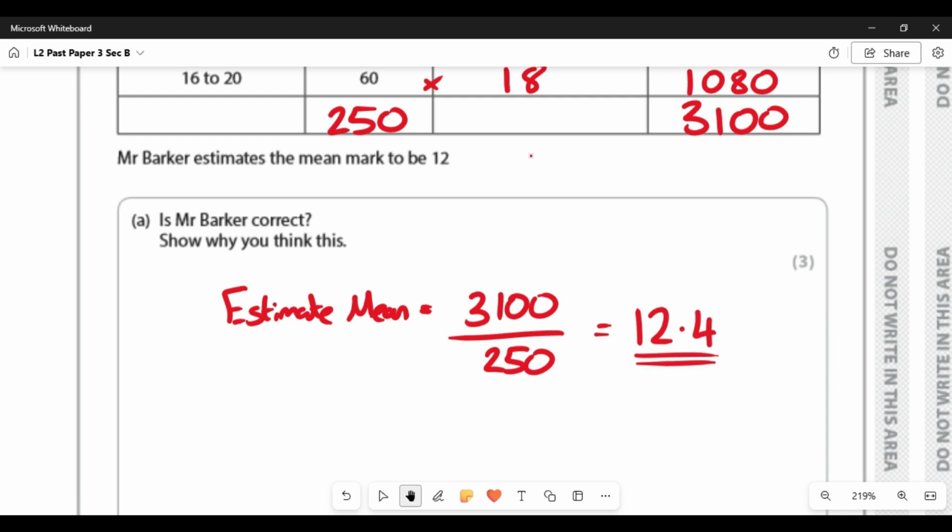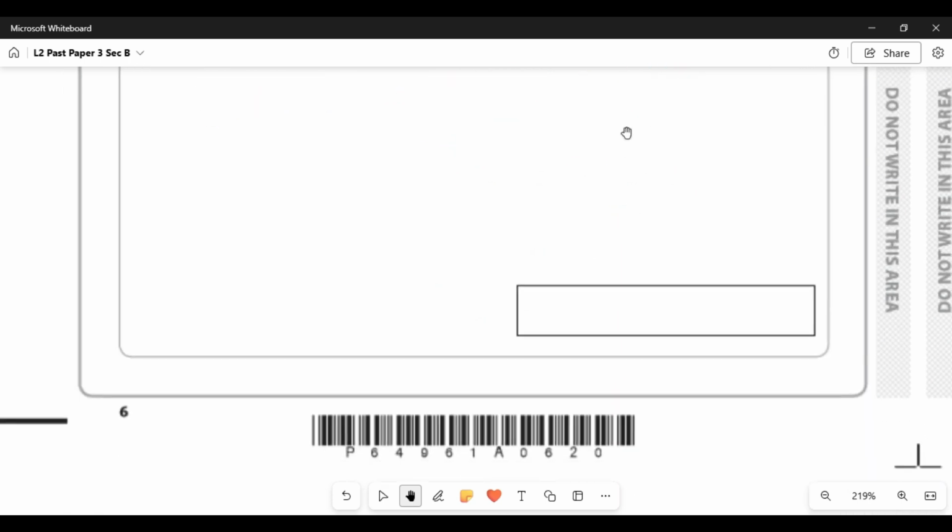So what did he say? So Mr. Barker estimates the mean mark to be 12. Oh, he's pretty close, you know. Obviously, he's not exactly right, but don't forget, it is an estimate. So I would say yes for that one. I mean, if we had an answer of, let's say, 20 or anything like that, nowhere near 12, then I would say no. But he's pretty close, so I would say yes for that.